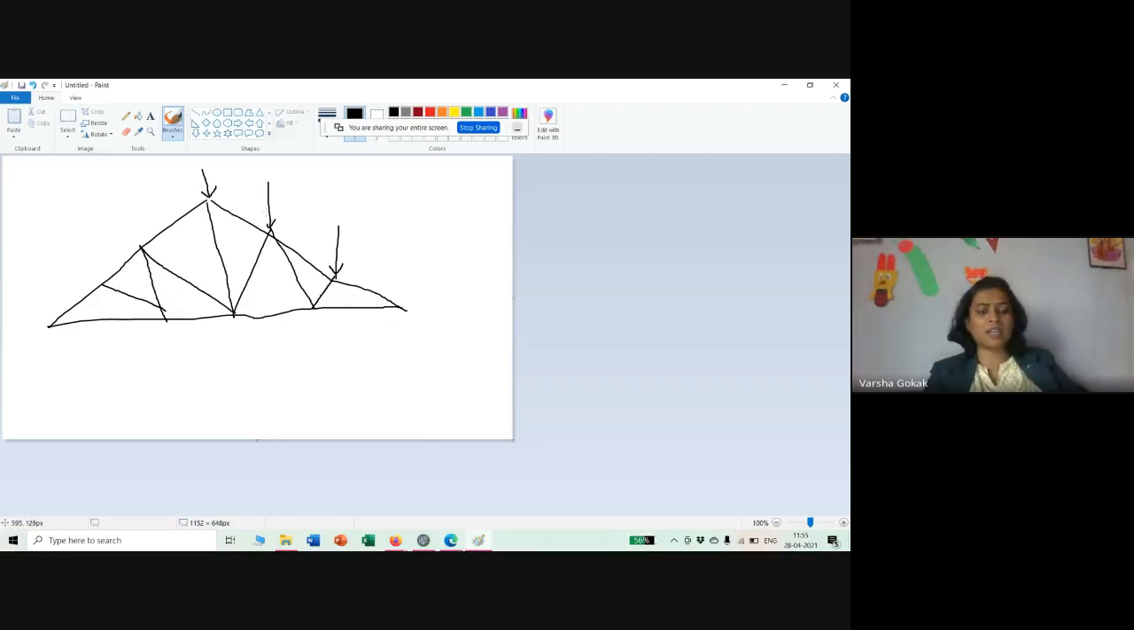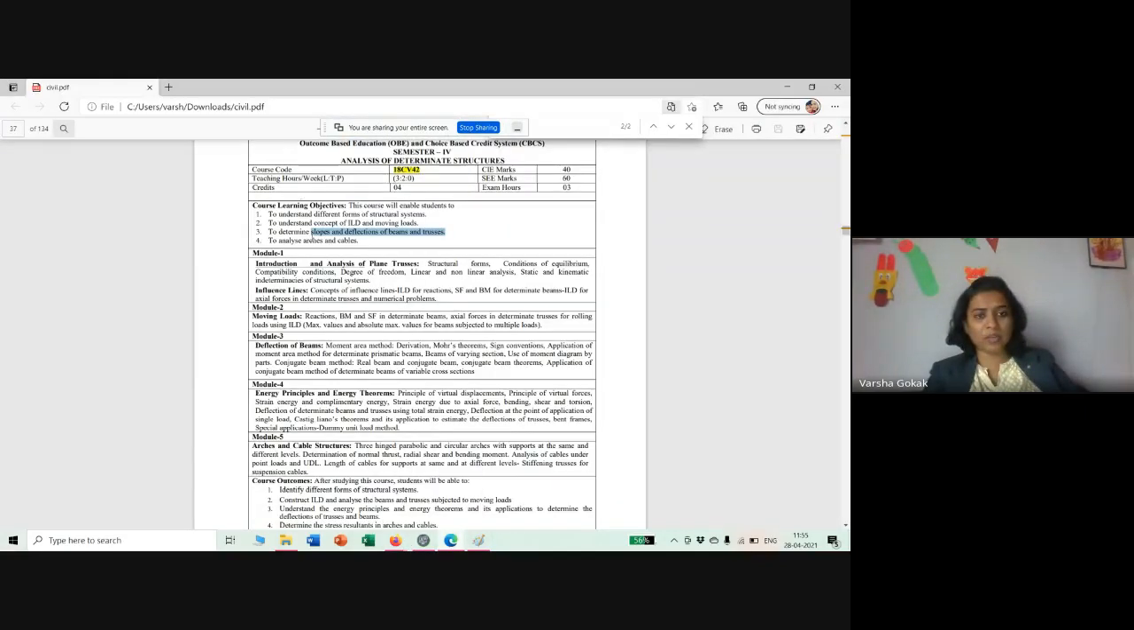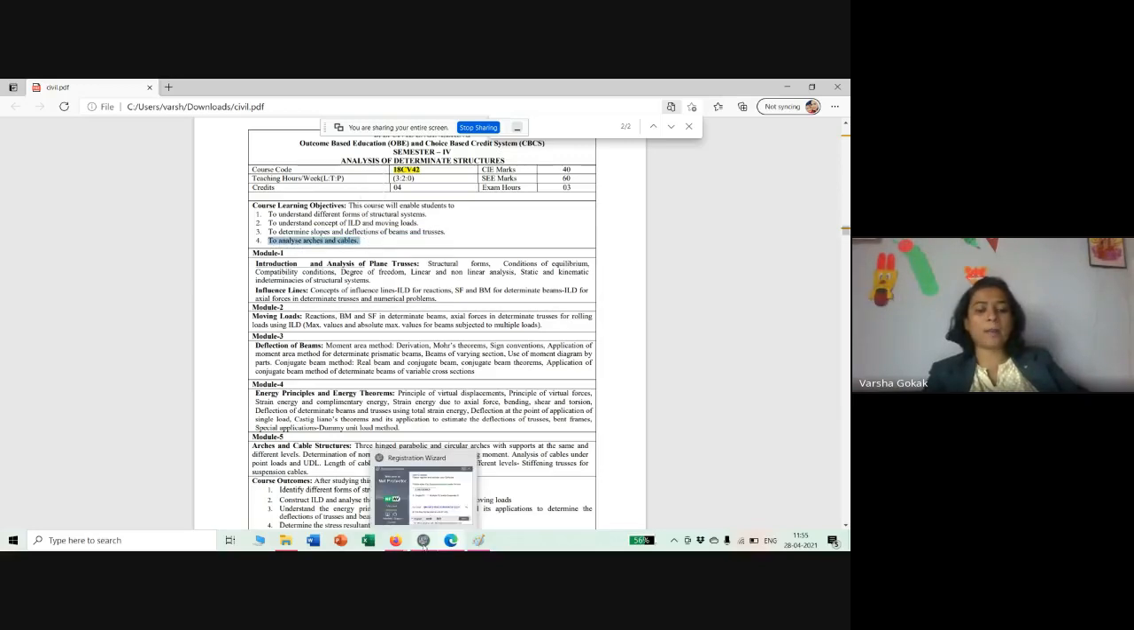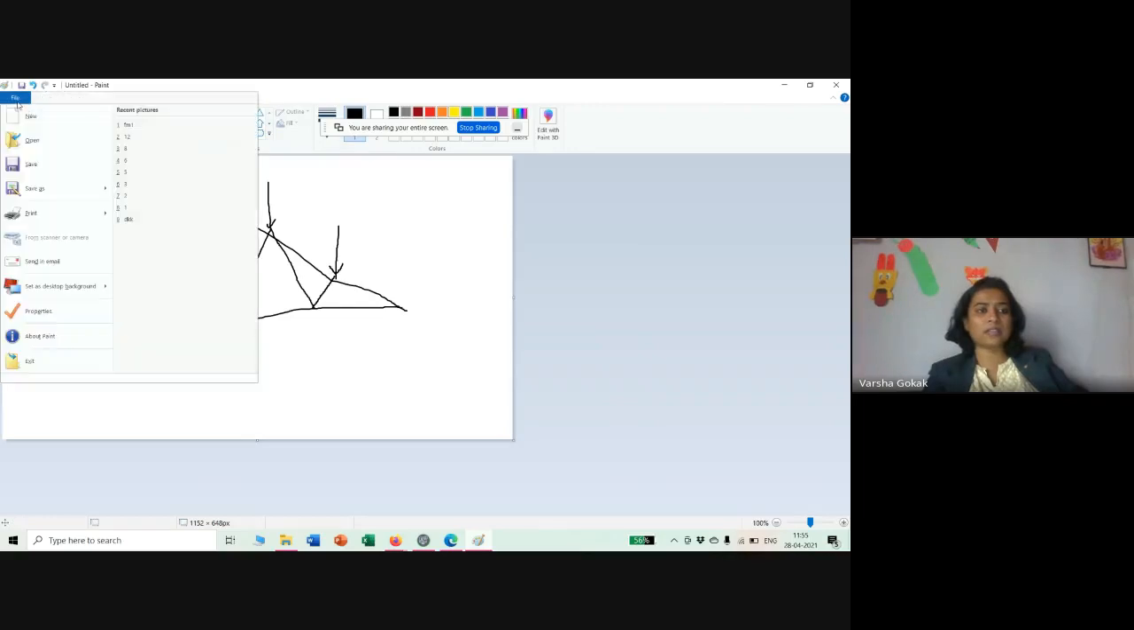So this is a truss. So we will be doing analysis on trusses also. So, may I come back to the objective? Determine the slopes and deflections of beams and trusses. So we are not dealing with columns, we are only dealing with beams and trusses. And to analyze the arches and cables. What are arches and cables? Any idea?